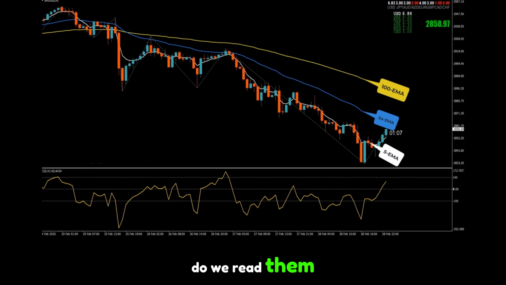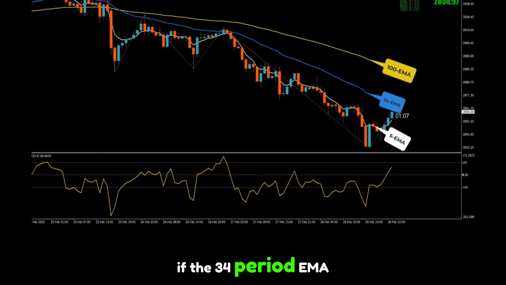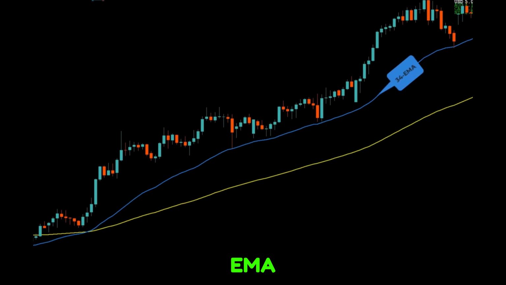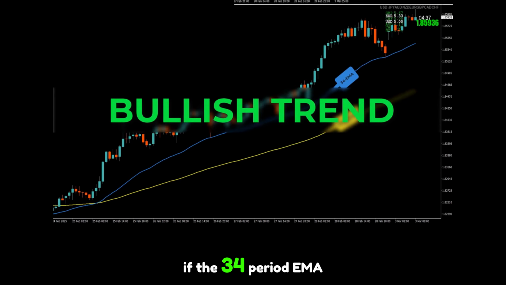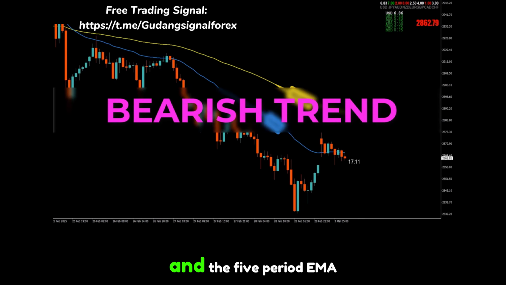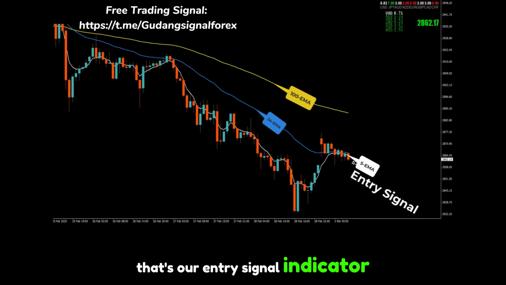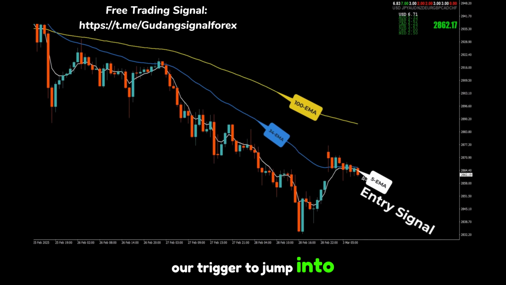So how do we read them? Well, I'm pretty sure you already know how to interpret a 3MA setup like this. But let's make it crystal clear. If the 34-period EMA is above the 100-period EMA, the market is in a bullish trend. If the 34-period EMA is below the 100-period EMA, the market is in a bearish trend. And the 5-period EMA, that's our entry signal indicator, our trigger to jump into the trade.